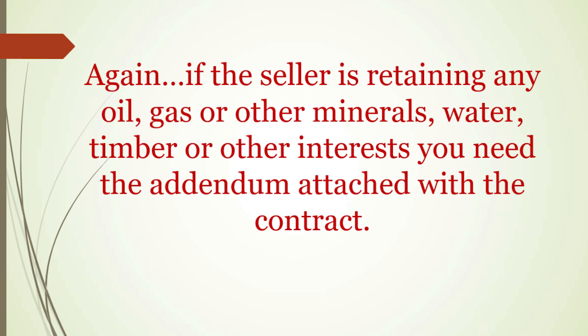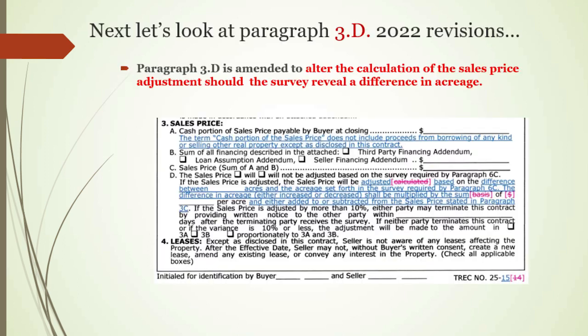All right, so now another one, let's look at paragraph 3D, 2022 revision. 3D is amended to alter the calculation of the sales price, adjusted should a survey reveal a difference in acreage. This is another reason why it's so important, if you're dealing with more than 5 acres, to use a farm and ranch and not a 1-to-4, because the 1-to-4 doesn't have this on there. And when you're dealing with a farm and ranch, do not leave anything in A, B, C, or D blank.